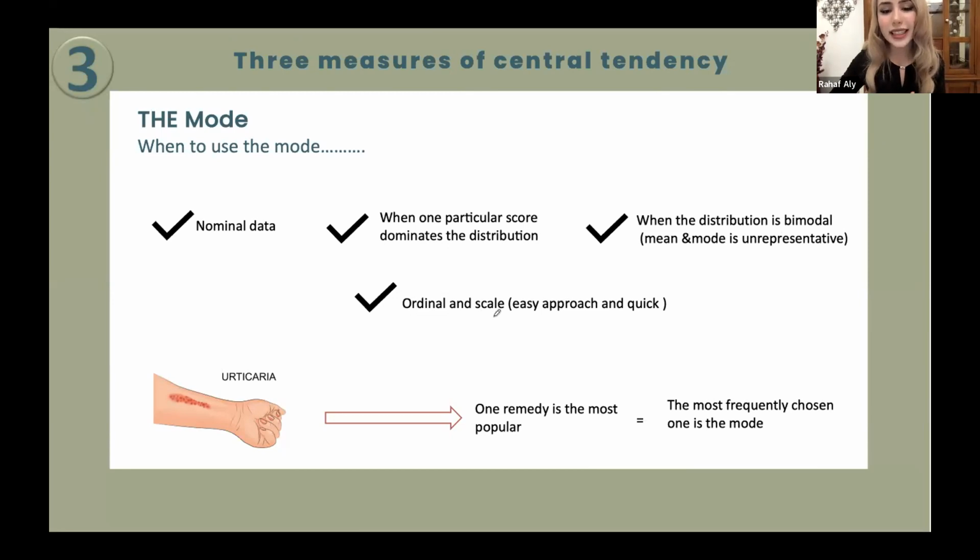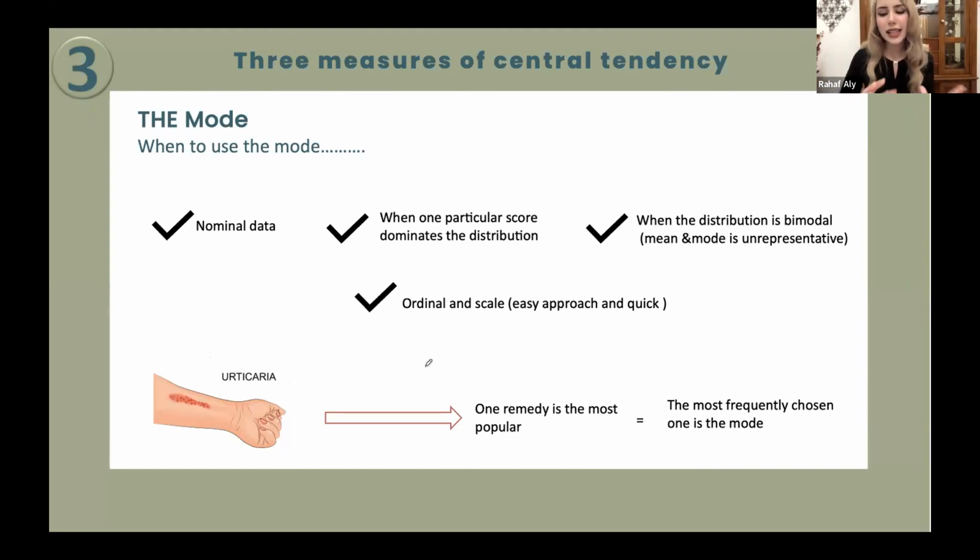And then the ordinal and scaled also. For ordinal or scale data, it's better to use the mode as a start or an easy approach, and then later you can use something that's more comprehensive. So let's take this example. Urticaria or rash. Urticaria is hives or it's rash.